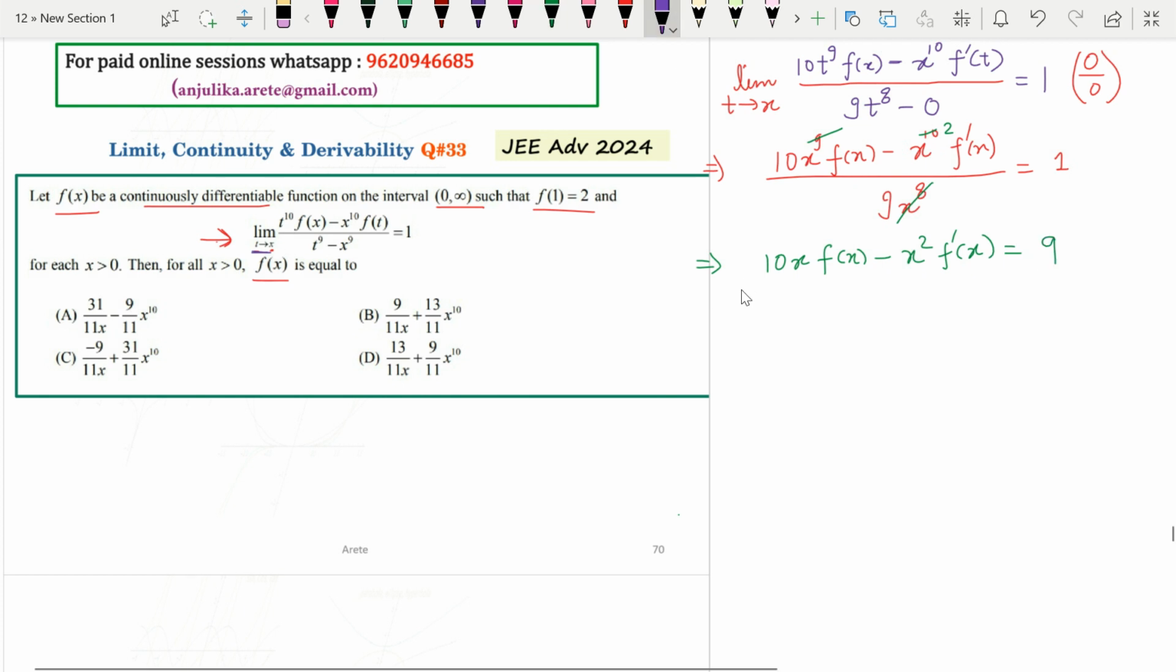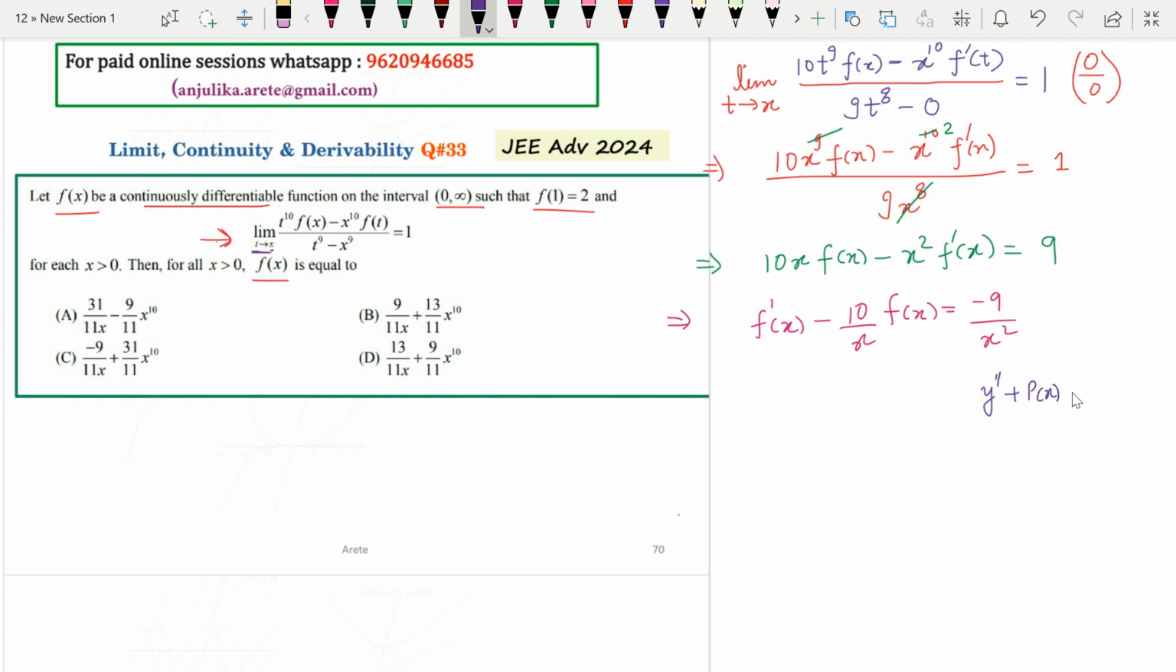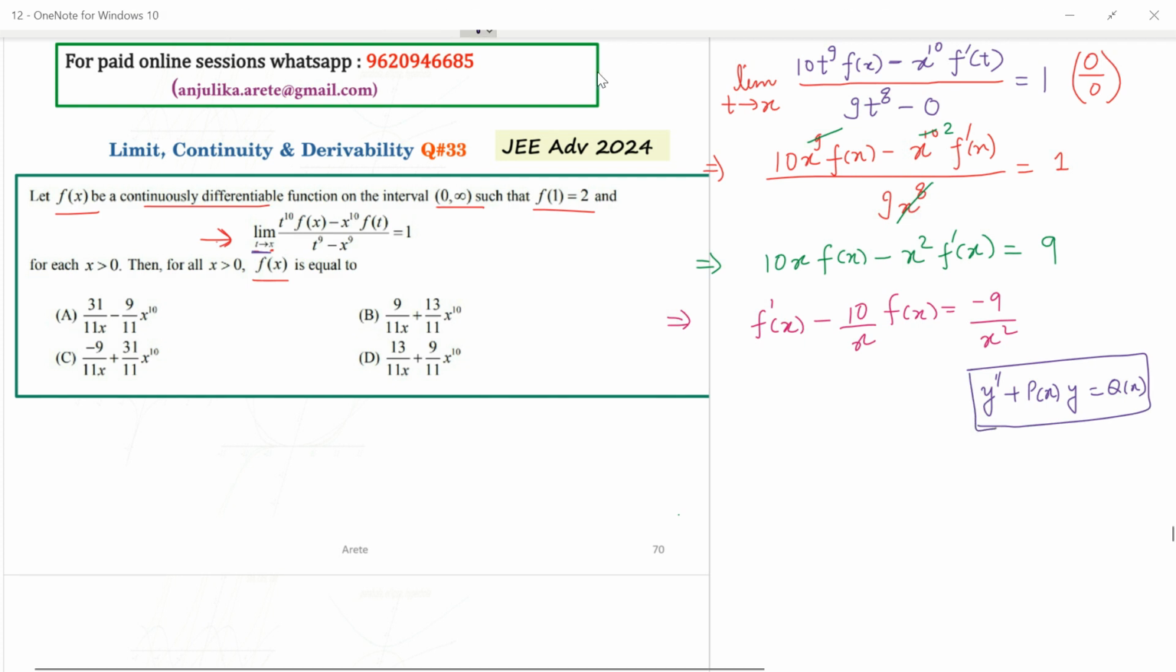What happened? You ended up getting a linear differential equation. Divide by x square, reformat it. I'm dividing by x square as well as I'm multiplying by a negative 1. So what I'm going to get? This is minus 10 upon x f of x is equal to minus 9 upon x square. Why did I do that? Because I wanted to see whether I can form a linear equation or not. What do I want my linear equation to look like? It looks like this: P(x) y is equal to Q(x). Have you seen this? Yes. If you know that now you got this form, you should be happy enough, right? Because you know how to solve that.